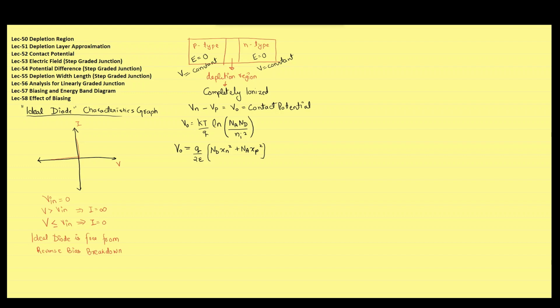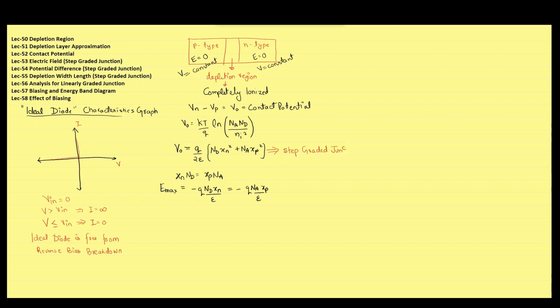After that, we analyzed a few important parameters like electric field, potential difference, and the length of the depletion width. For reference, we took the simplest concentration profile, which is the step graded junction. We got a few very important formulas, one of which is this relation. Also, we can write the formula for maximum electric field to be equal to, and this formula is also particularly valid for the step graded junction.